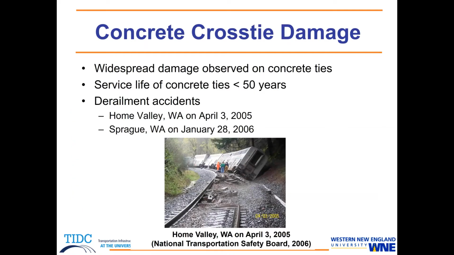But after we move on to the pre-stressed concrete cross ties, we installed these cross ties many places, but the percentage of the concrete cross tie is still about 5% of the entire tie, so very small amount. But in the middle 2000, we have these two derailment accidents. They are associated with this premature failure of the concrete cross ties.